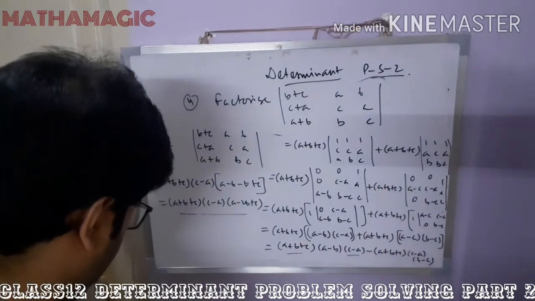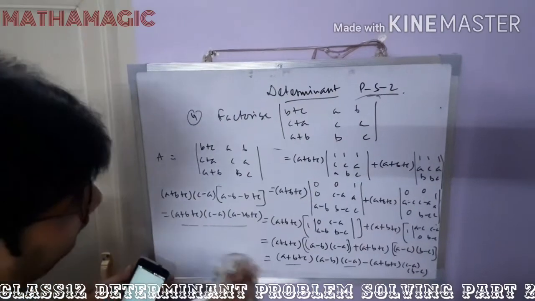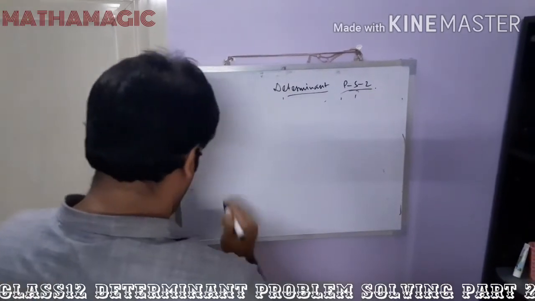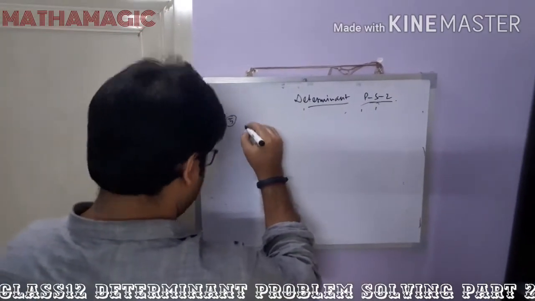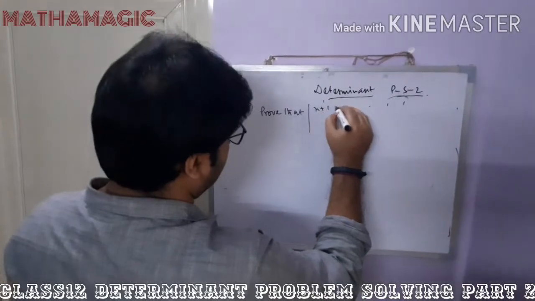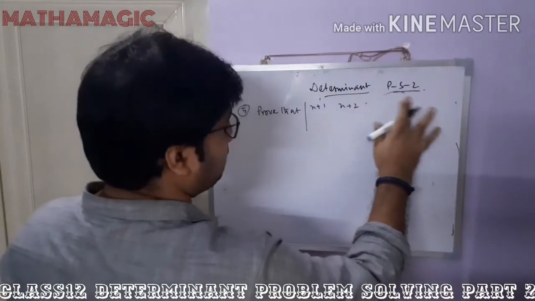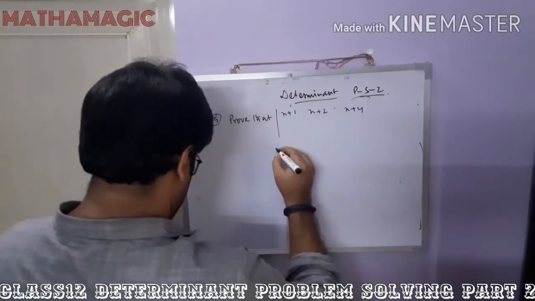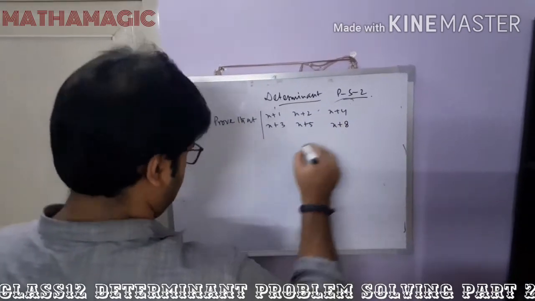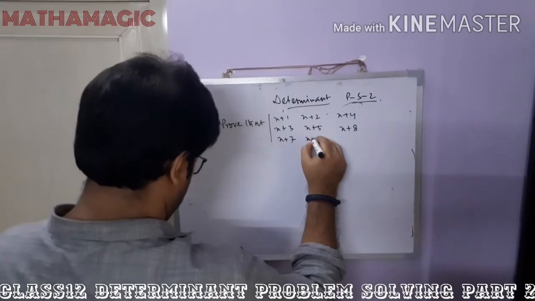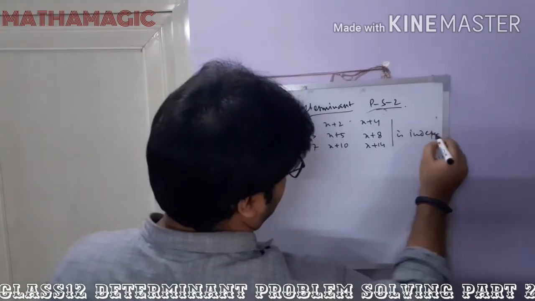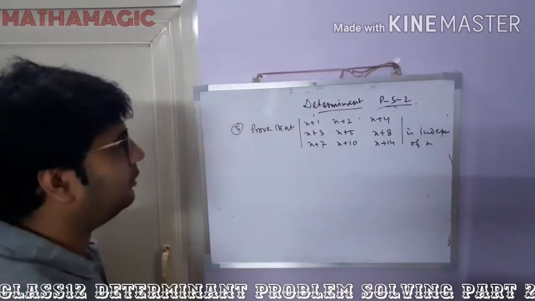Okay, so we'll move to the next one. In this problem, it is stated that prove that x plus 1, x plus 2, x plus 4, x plus 3, x plus 5, x plus 8, and x plus 7, x plus 10, x plus 14 is independent of x. Independent of x, and find the value of the determinant.